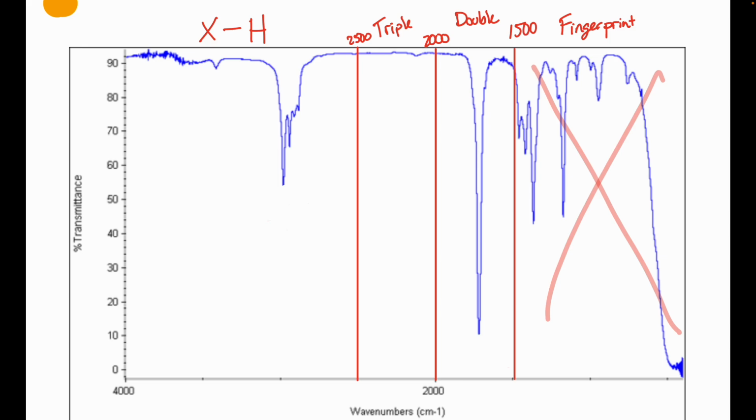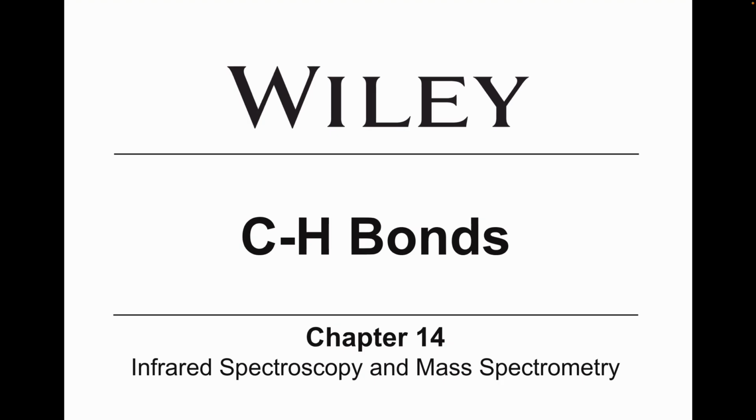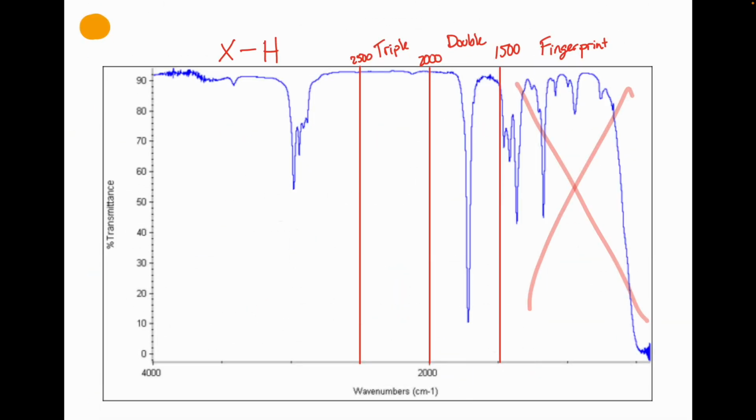Okay, so first, the types of bonds that we can spot. Obviously going to be very important because all of our organic compounds contain carbons and hydrogens. So what do these bonds look like in our IR spectrum? First of all, which region are they going to absorb in?